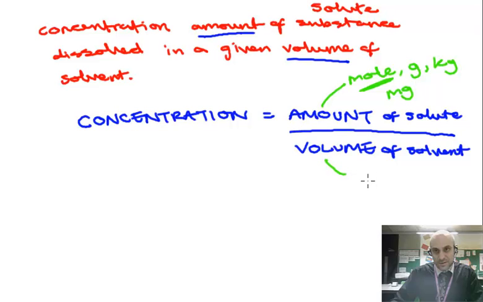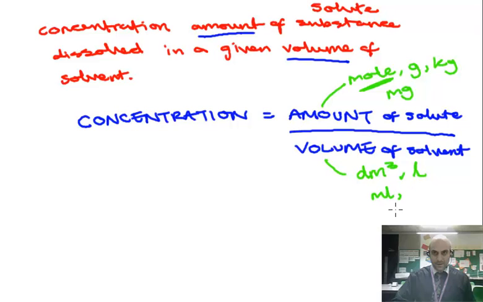Volume has a variety of units as well. The standard unit for volume in chemistry is the decimeter cubed, which is basically a liter. A decimeter cubed and a liter are the same thing, but there are other units you can use: a milliliter, a centiliter, or a centimeter cubed. A milliliter and a centimeter cubed are the same thing, and a decimeter cubed and a liter are the same thing.